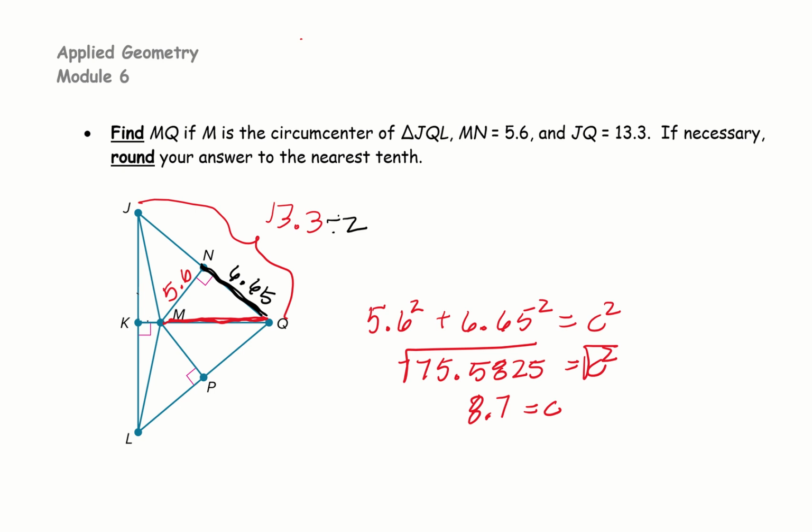And remember, when you're finding this long side over here, which is called the hypotenuse, which is across from that right angle, it will always be the longest side. The hypotenuse is always the longest side. So 8.7 seems reasonable because it is bigger than 5.6 and 6.65.